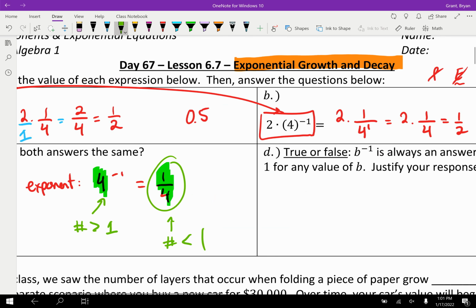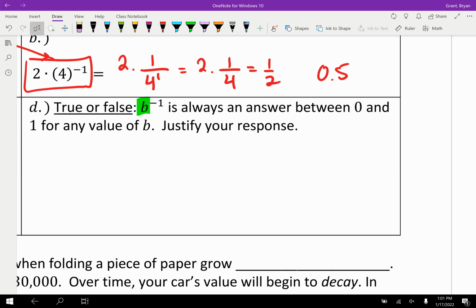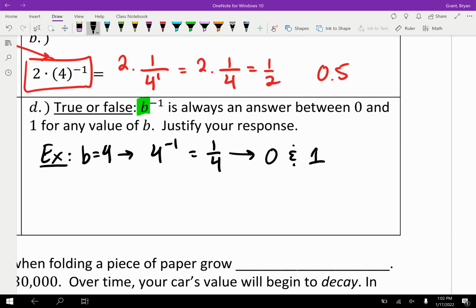So my question on part D then is, if you do a number like 4 to the negative first power, will it always have an answer between 0 and 1? Let's look at a few examples. One example is the one we just saw. If B equals 4, then we get 4 to the negative first, which is 1/4. And this number is between 0 and 1, right? 1/4 is bigger than 0, smaller than 1.